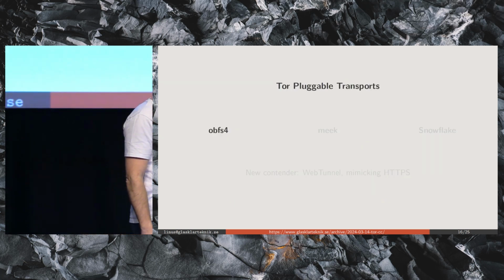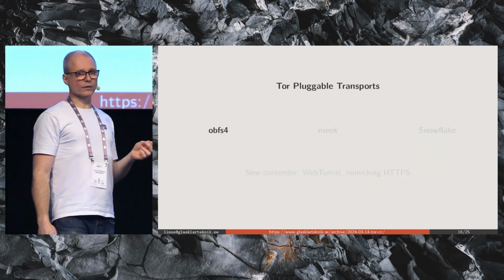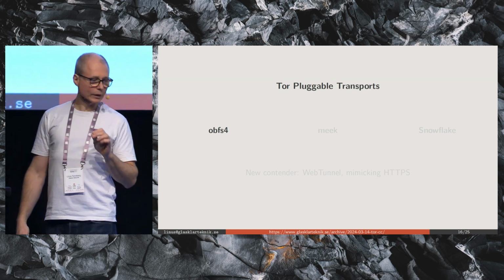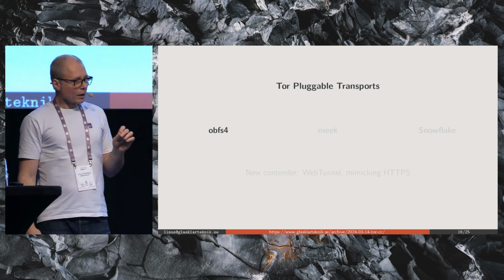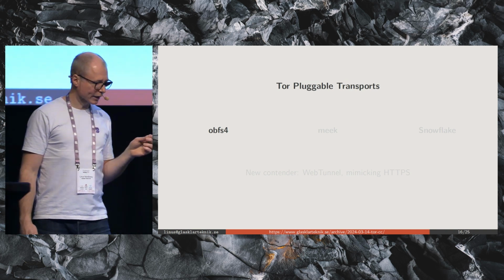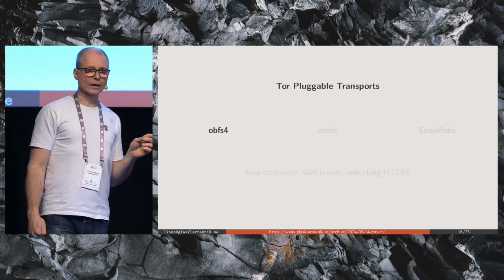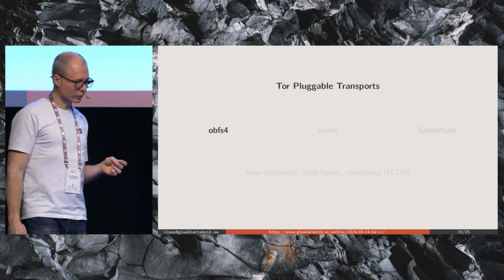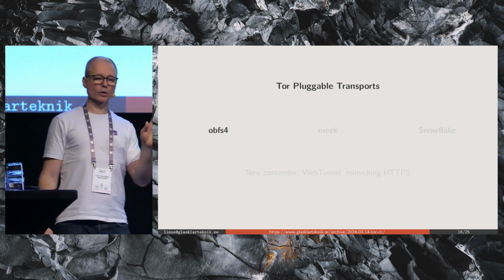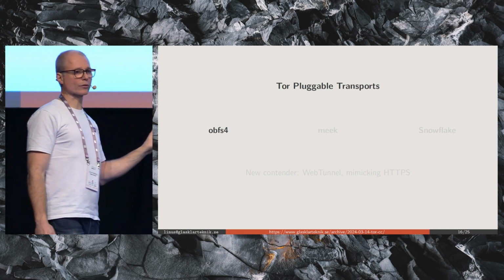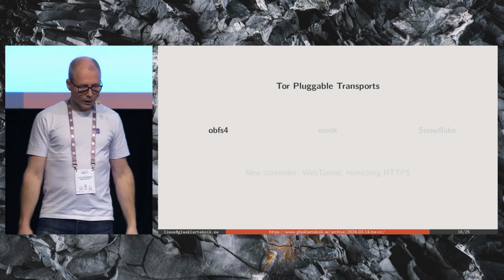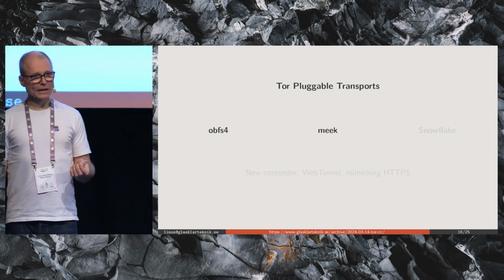And the pluggable transports that are most successful today, and those that are installed by default in the Tor Browser when you download it, is OBFS4. It stands for obfuscation, so that's a great name. It's really hard to pronounce as well. OBFS4 is a look-like-nothing protocol. It looks totally random, and it doesn't respond to probes unless you have a key. The next one is Meek.